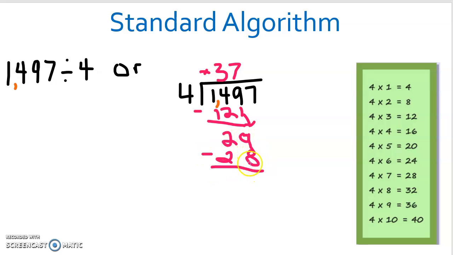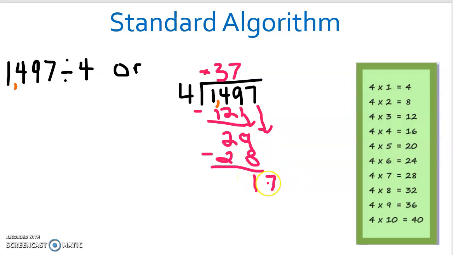So 9 minus 8 equals 1. 2 minus 2 equals 0. I'm not going to put anything there. I don't want to confuse myself. So I cannot share that 1. I cannot divide that 1 by 4. It's too small. But I notice I still have a 7 up here. So I'm going to bring that 7 on down. Bring them all down. So now this is 17.